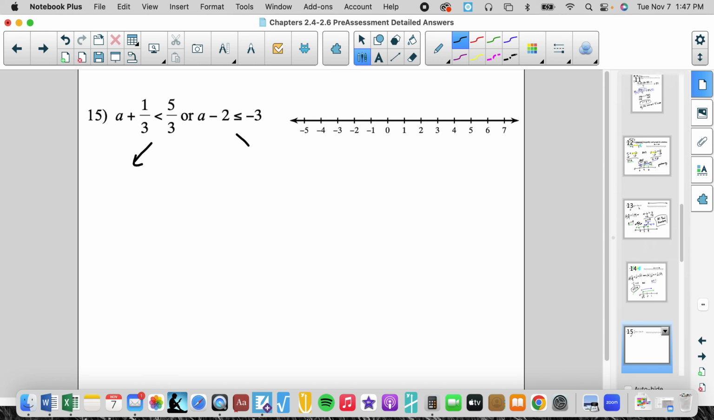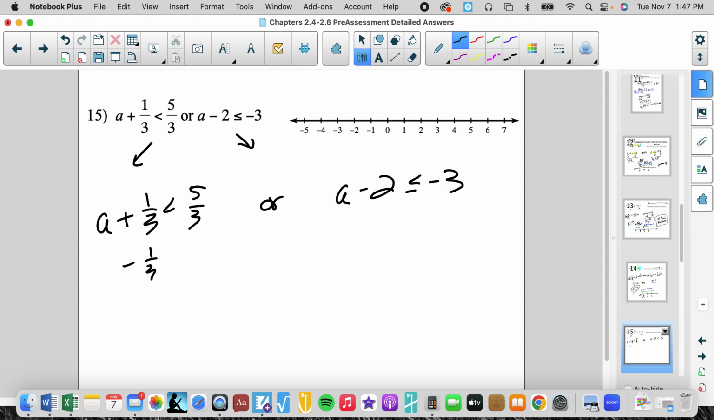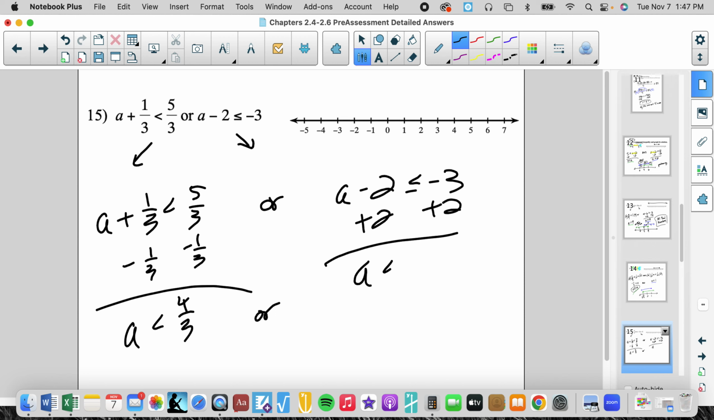So again, we are going to write a plus 1/3 is less than 5/3, or a minus 2 is less than or equal to -3. We're going to subtract 1/3. We get a is less than 4/3, or we're going to add 2. a is less than or equal to -1.